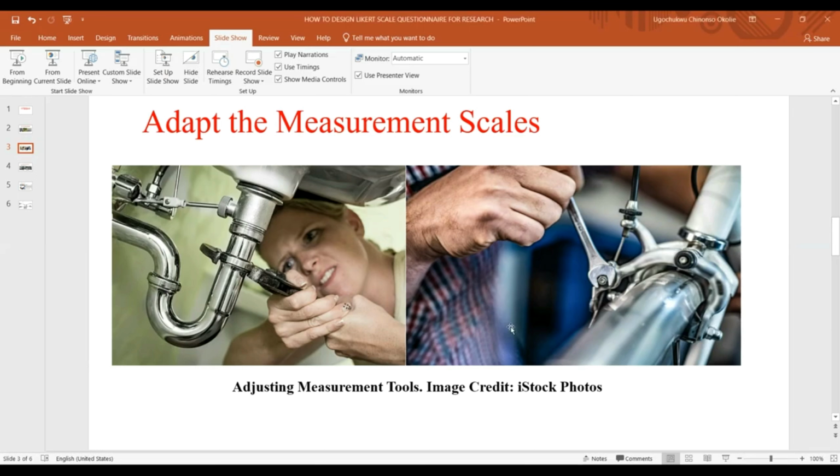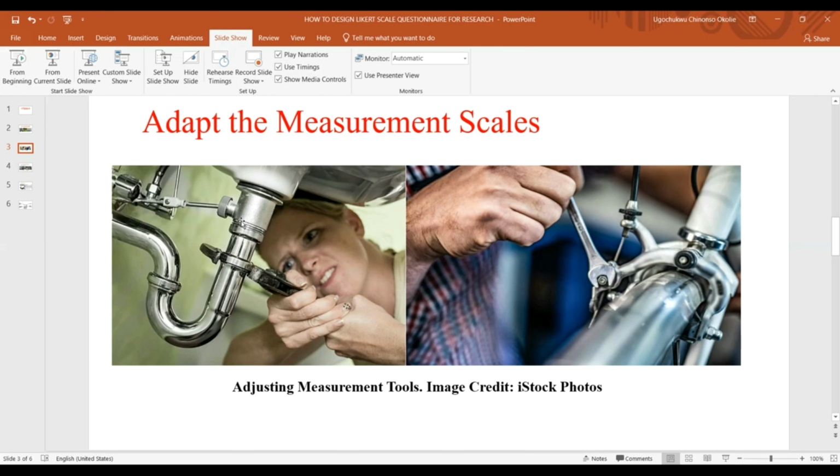So when you find an existing measurement scale, you make slight modification just to adjust it a little. I didn't say to change it entirely. If you modify beyond what the original scale had in mind, then it is no longer adapting. Now you are doing another thing. Now, when you adapt the measurement scale, what you need to do is to subject it to exploratory factor analysis.